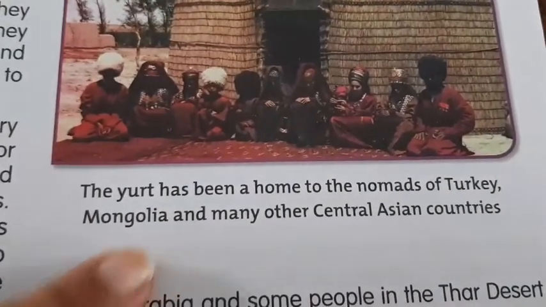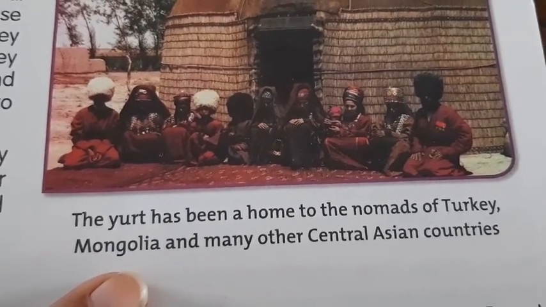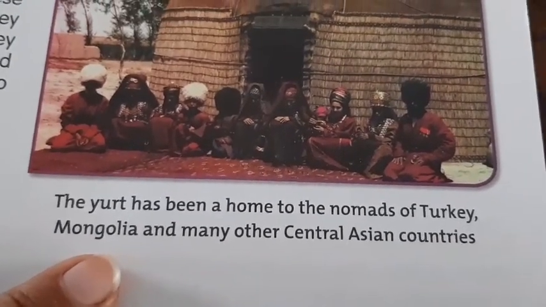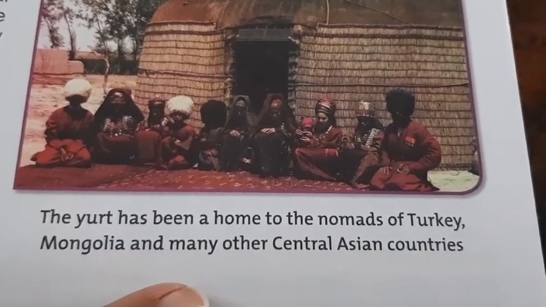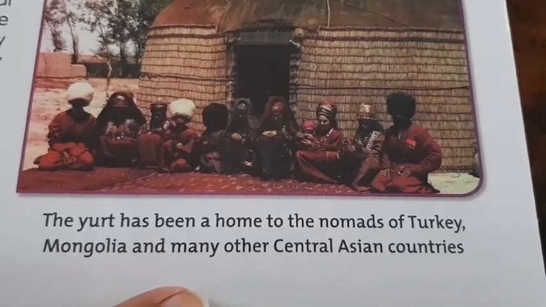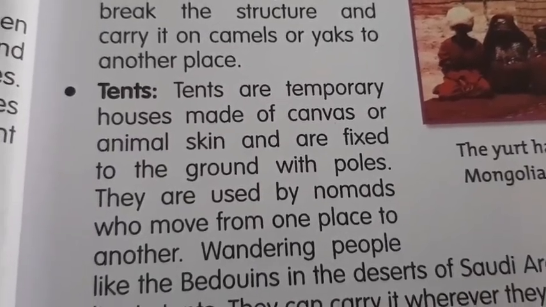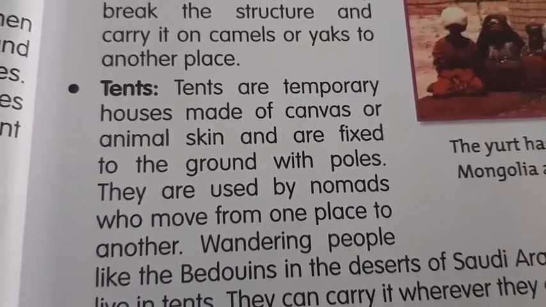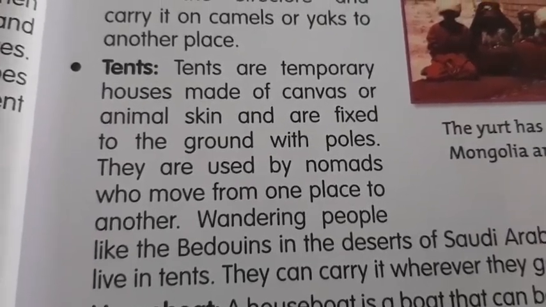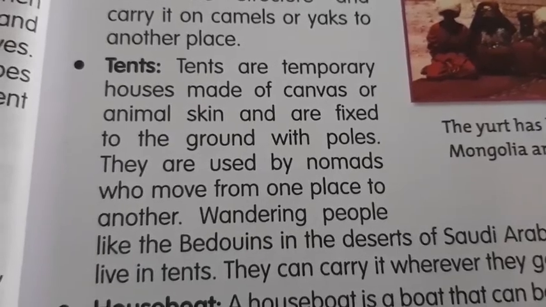I am reading here, keep your finger here. The yurt has been a house to the nomads of Turkey, Mongolia and many other Central Asian countries. Next, tent. Tents are temporary houses made of canvas or animal skin and are fixed to the ground with poles. They are used by nomads who move from one place to another.